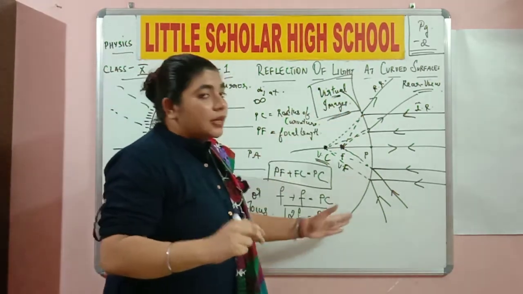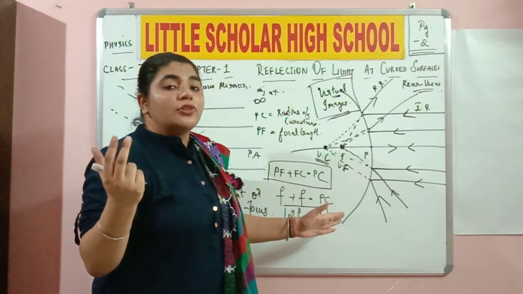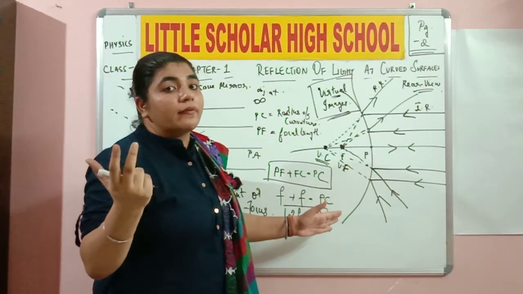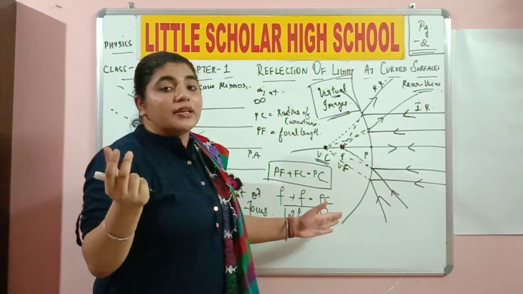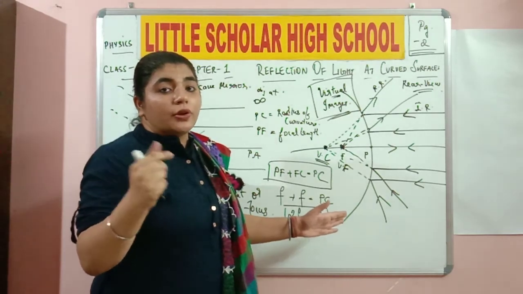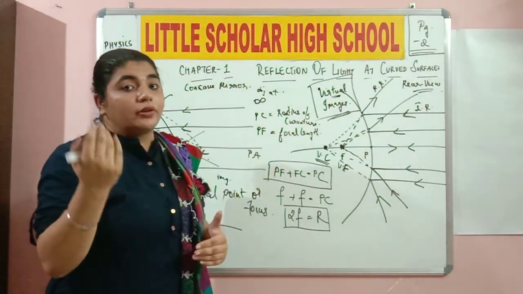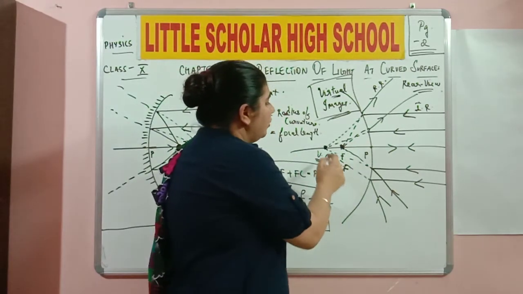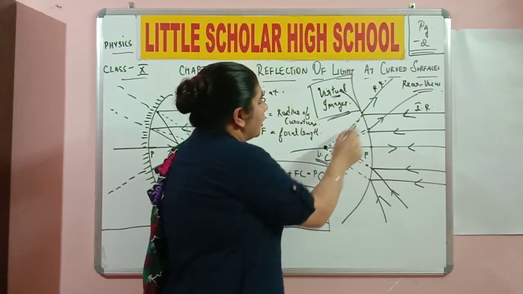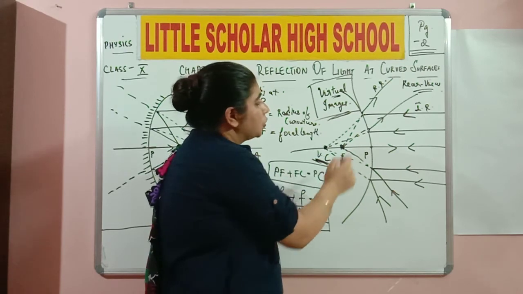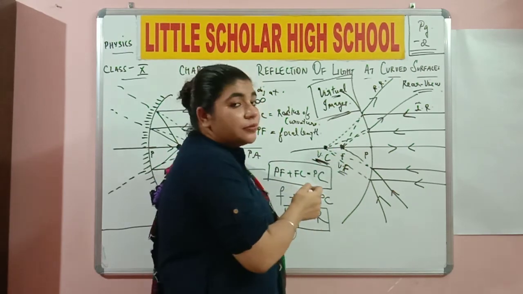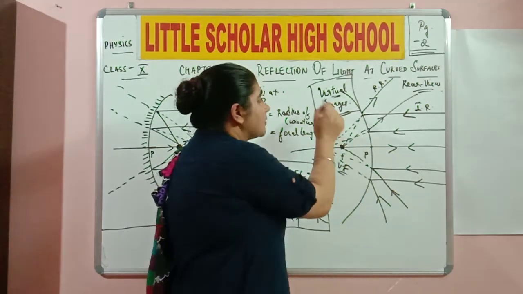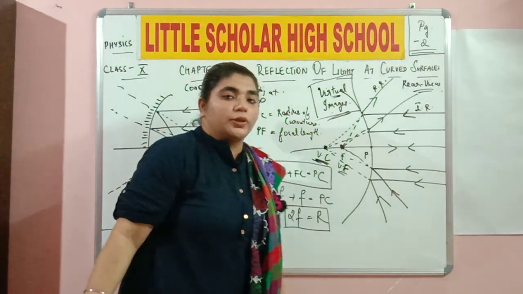That is why the mirrors used as rear view mirrors are convex mirrors, and the image that you see is a virtual image, because real images are always inverted. So remember this one. It is the virtual focal point. The center of curvature is also virtual because they're extended behind the mirror, and the image that is formed is also virtual. Thank you.